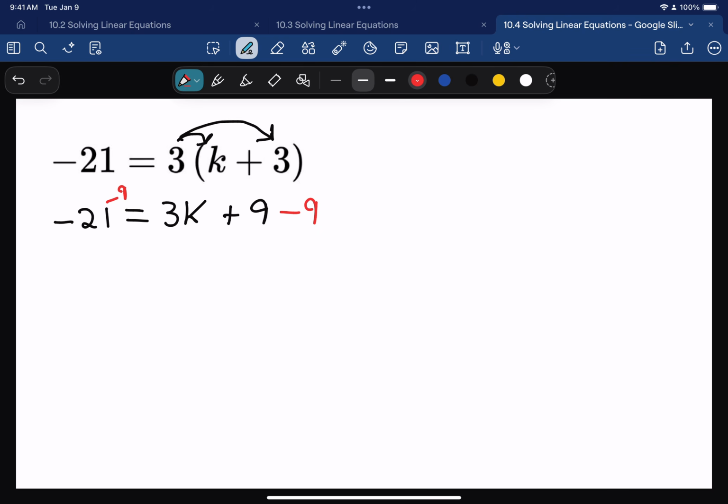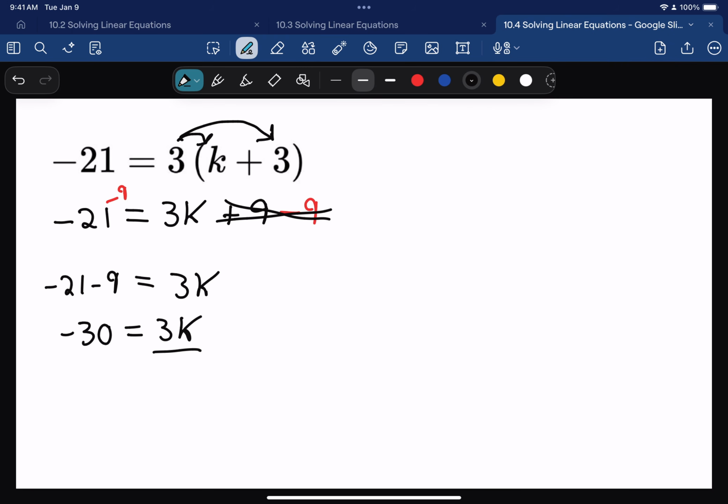So in this case, these are going to cancel each other out, right? And we are left with negative 21 minus 9 equals 3k. So negative 21 minus 9. So we're already in the hole 21, and we're going deeper 9. So we're going to be at negative 30 equals 3k.